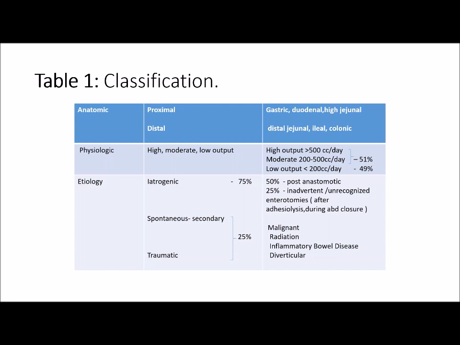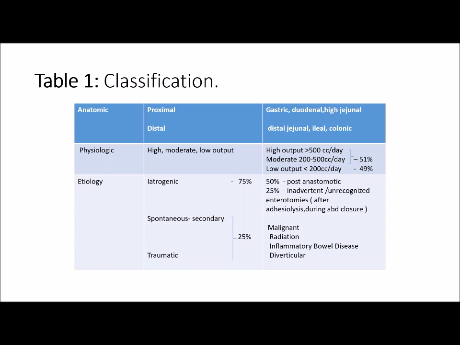The figures are 49, 51%. If you look at the etiology, why did I say that it is basically surgeon made? Because iatrogenic is 75%. That's why we can recognize it as surgeon made. And 50% of these 75% are post-anastomotic, and 25% are basically inadvertent. There's an unrecognized enterotomy, let's say after adhesiolysis, or you're doing a ventral hernia closure, or abdominal closure per se, you're stitching the wall and you take a bite with your needle, and that sticks, and later on it forms a fistula. So that is basically an iatrogenic cause.